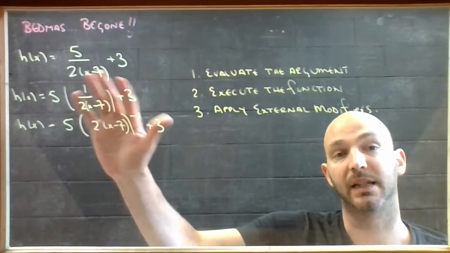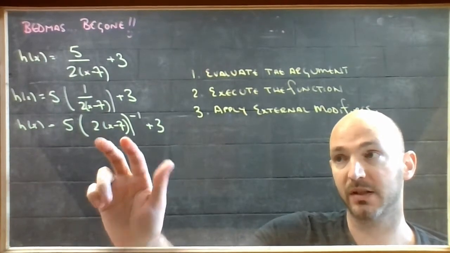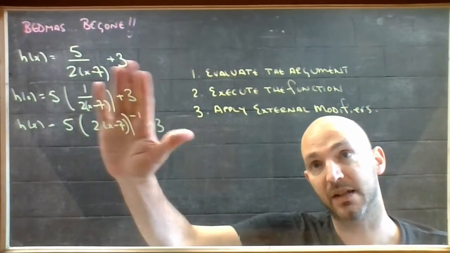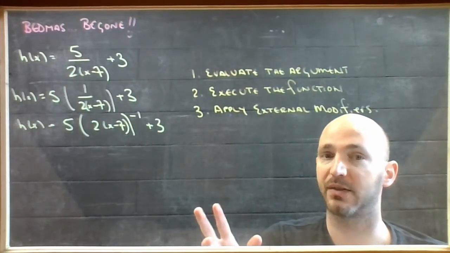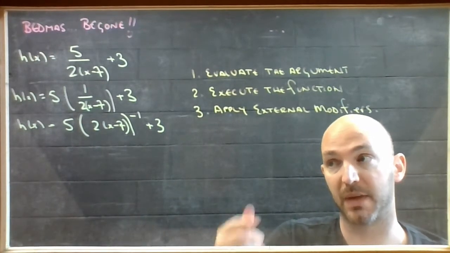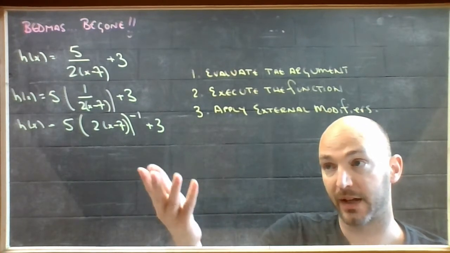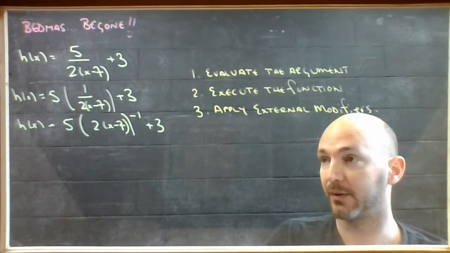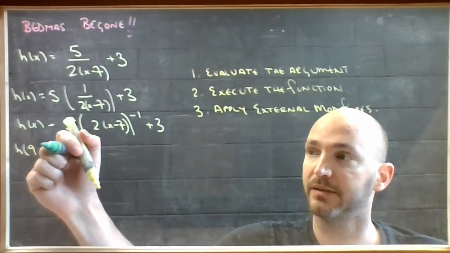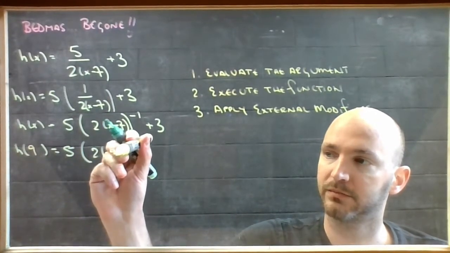I've taken this thing that looked like a fraction and I've written it as something with an argument, a function to apply, and 2 external modifiers. So when you see expressions like this, if the fraction causes you heartburn, you may want to choose negative exponent notation in order to make it look like all the rest of the functions. Now that I've done that, I'm going to show you how to evaluate one of these. So let's do h at 9. So in goes the 9.